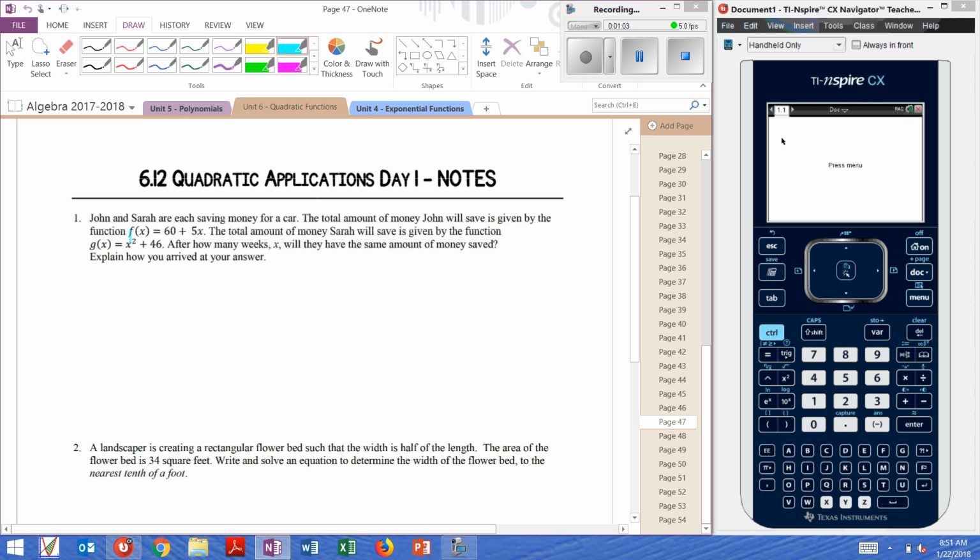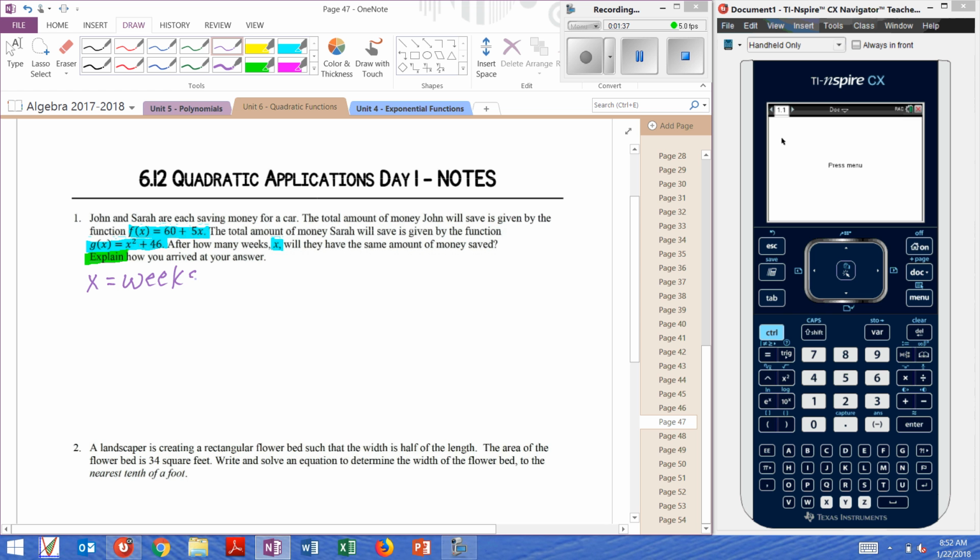Okay, so right away I'm noticing that f of x and g of x are probably important. They gave us functions. And then it asks us after how many weeks, x, will they have the same amount of money saved? And then another big thing that we need to address here is explain how you arrived at your answer. Okay, so another thing that's important other than the functions, other than the fact that they told us x equals weeks, and you know what? Let's just write that out. I think that's really helpful.